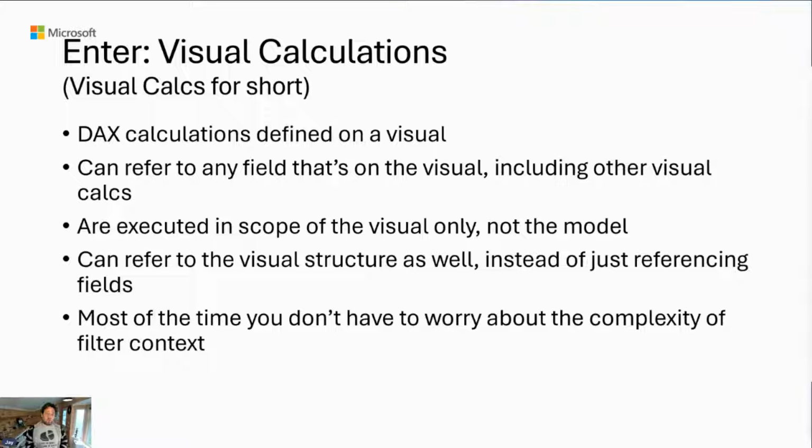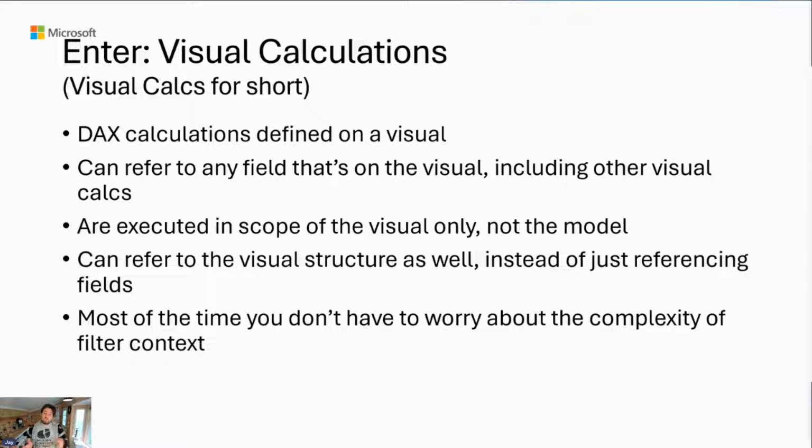And then they come with little tricks. They can refer to a visual structure, because suddenly we now have a DAX construct inside of a visual that understands what kind of visual it's on and can play with that. I'll show you that in the demo. And you don't have to worry about the complexity of DAX in the filter context in the model. On top of that, performance of visual calcs is going to be way better than measures.